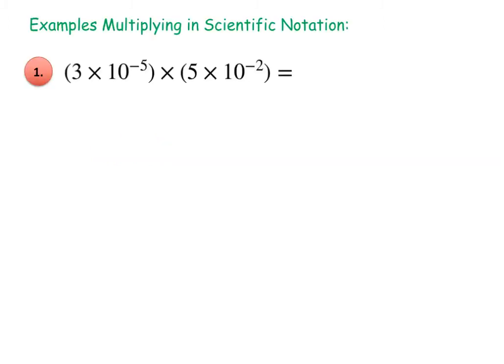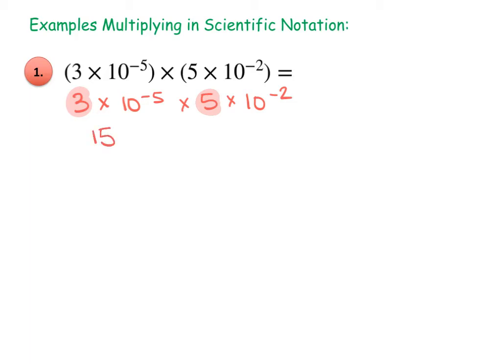We're going to be multiplying in scientific notation, and we've got 3 times 10 to the negative 5 times 5 times 10 to the negative 2. So what we really have here is that everything is just being multiplied together. So I can rewrite this as 3 times 10 to the negative 5 times 5 times 10 to the power of negative 2. And then I can group things together that are alike. So I see I have a 3 and I have a 5, and everything's being multiplied, so the order doesn't really matter. So I can do 3 times 5 first. So 3 times 5 makes 15.